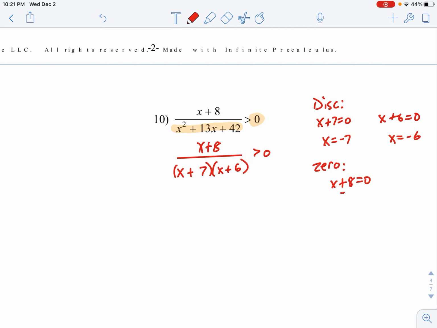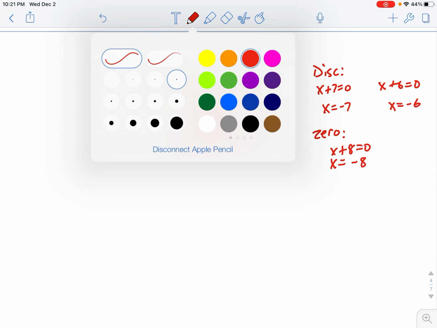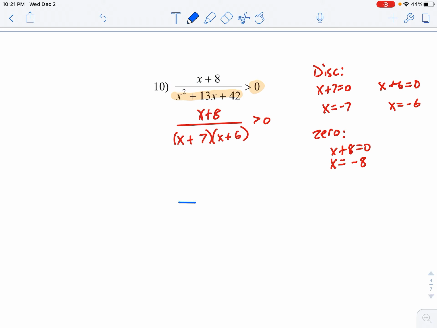And that's pretty easy. X equals negative 8. So now we have 3 critical numbers instead of 2, and they're really close together. So for our number line diagram, we've got negative 8, negative 7, negative 6. Real quick, they're all going to be circles. Discontinuities are always circles. Then the original problem has no equal sign in it, so that means the third one also is going to be a circle.